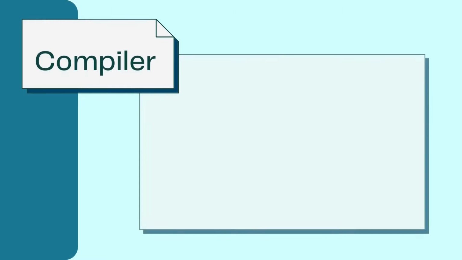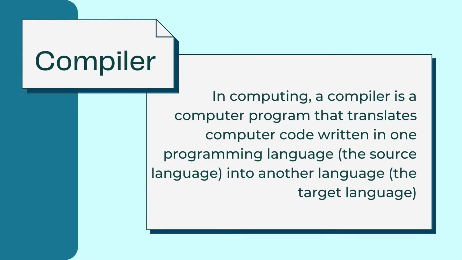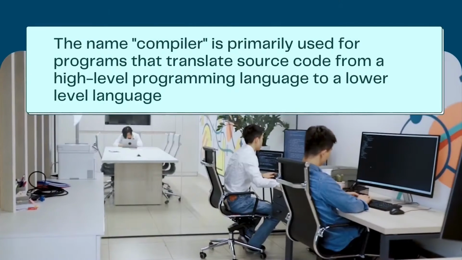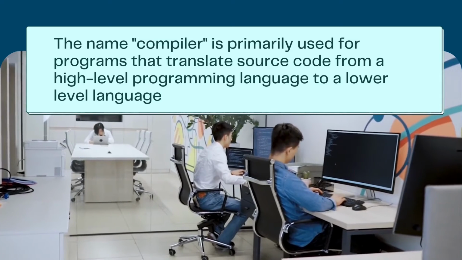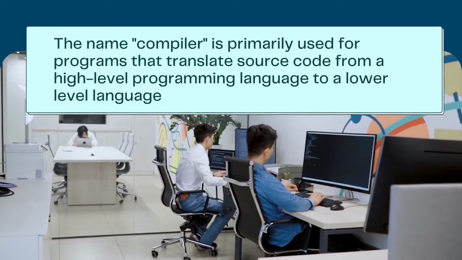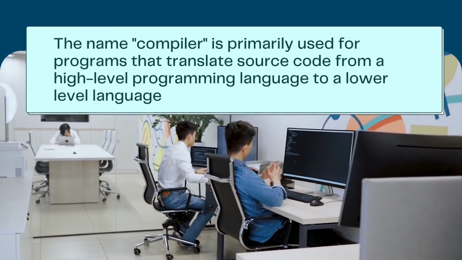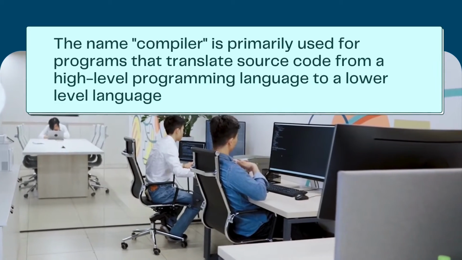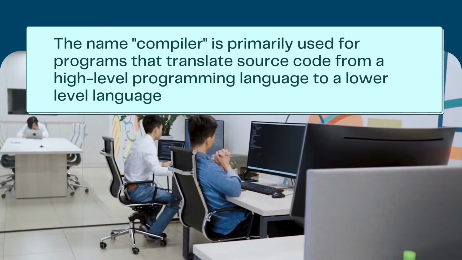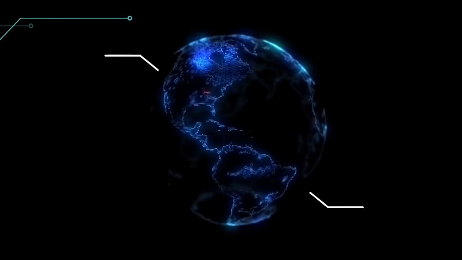Then in computing, a compiler is a computer program that translates computer code written in one programming language as the source language into another language as the target language. The name compiler is primarily used for programs that translate source code from a high-level programming language to a lower-level language, for example, assembly language, object code, or machine code, to create an executable program.